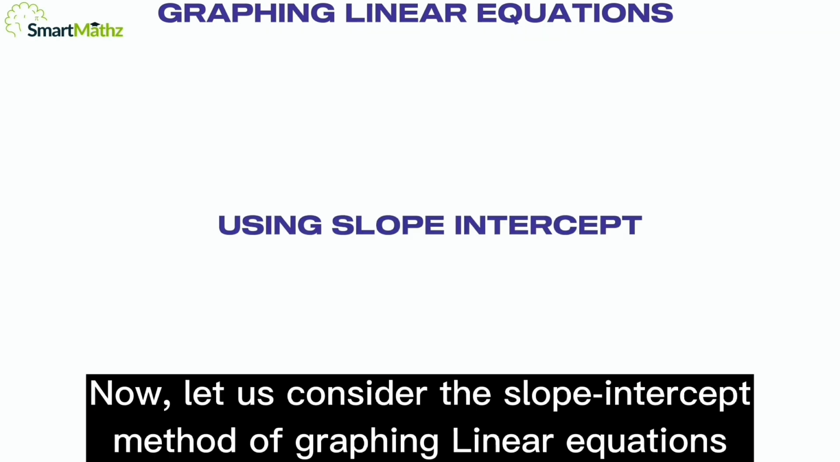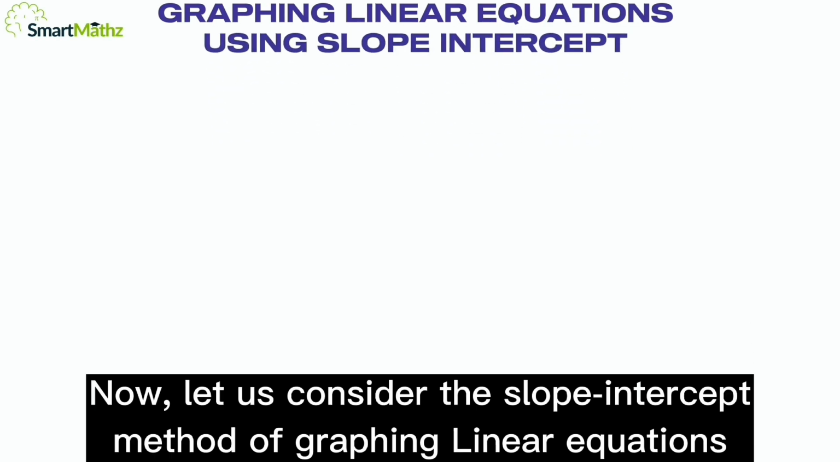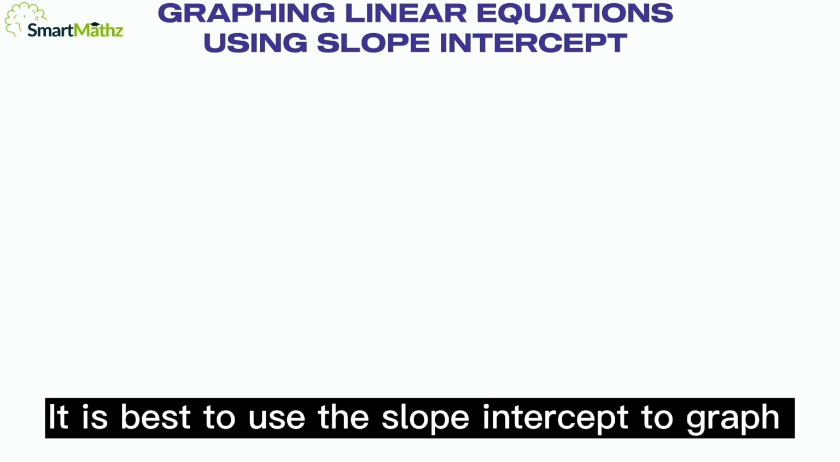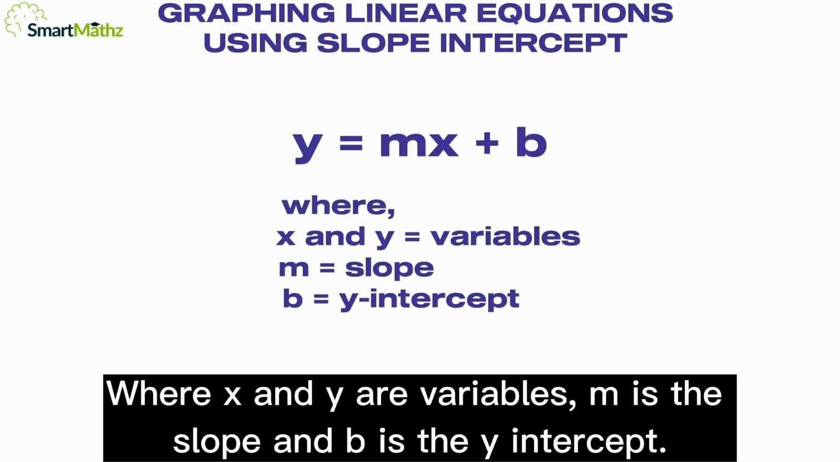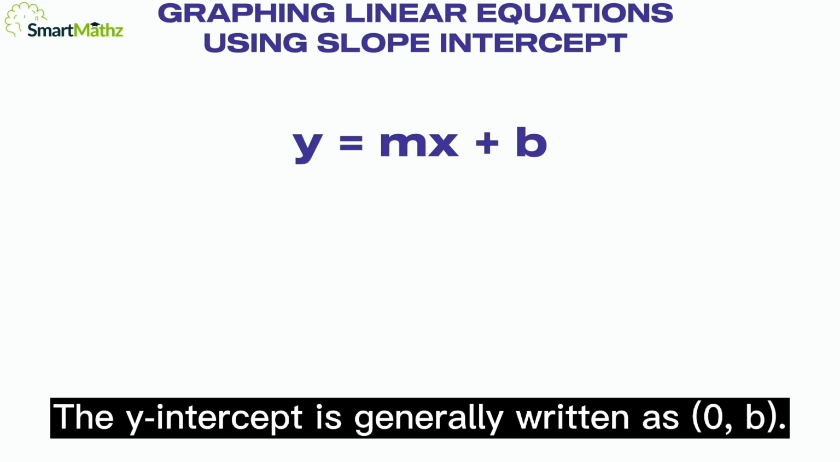Now, let us consider the slope-intercept method of graphing linear equations. It is best to use the slope-intercept method to graph when the linear equation is written in this form: y equals mx plus b, where x and y are variables, m is the slope and b is the y-intercept. The y-intercept is generally written as (0, b).